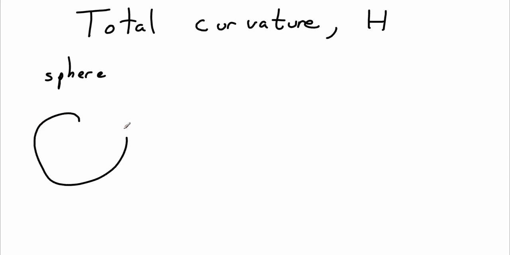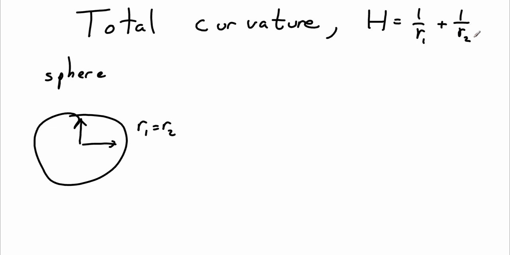So we draw a sphere, and we can see that whether we're looking in the x dimension or the y dimension or the z dimension, any two orthogonal axes that we pick, we can see that R1 is equal to R2. And H is going to be defined as the total curvature, and curvature is reciprocal to radius. The more tight the radius is, the higher the amount of curvature. So in this case, since we have two radii that are equal, the total curvature for a sphere is just 1 over r plus 1 over r, so it's 2 over r.